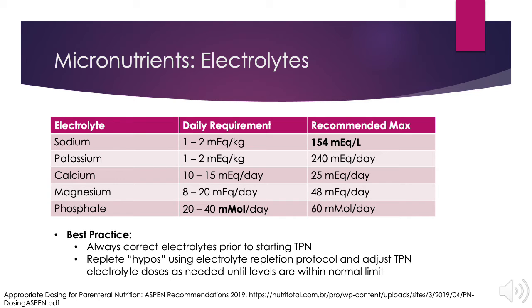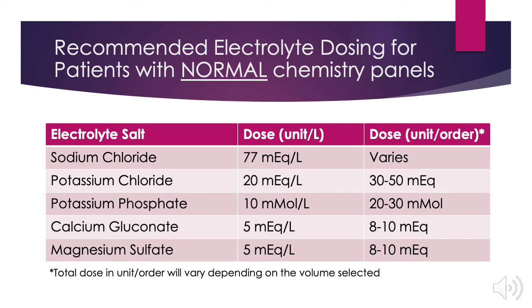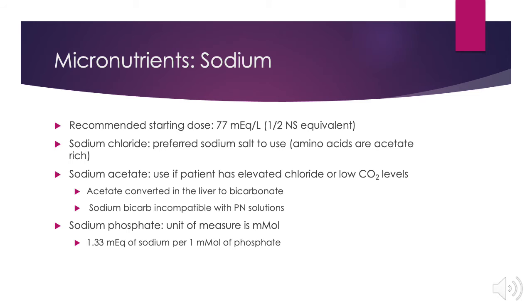Best practice approach when dosing electrolytes is to always correct electrolytes prior to starting TPN and to replete low or hypo values using electrolyte repletion protocols and adjusting TPN electrolyte doses as needed until normal levels are reached. In this slide, you can find the recommended electrolyte dosing for patients with normal chemistry panels. Dose adjustments are warranted given baseline chemistry panel abnormalities.